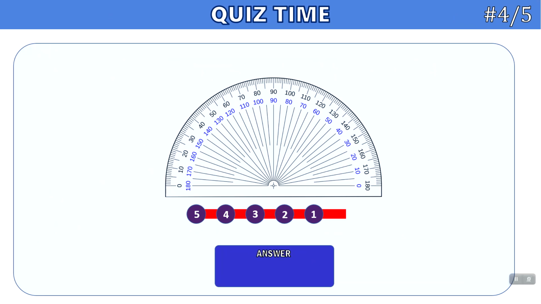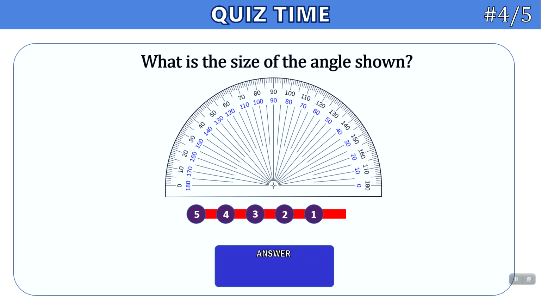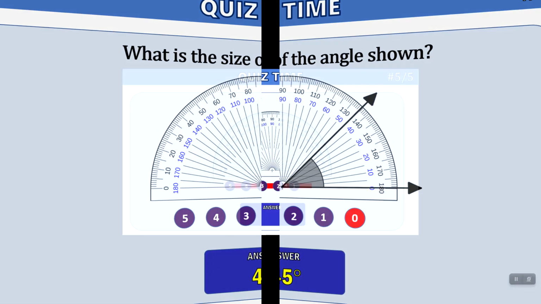Question 4. What is the size of the angle shown? 5 seconds. Time's up. The answer is 45 degrees. Again, the ray at the right starts at 0 using the inside scale, the blue scale, and the other ray stops between 40 and 50, and so the answer is 45 degrees.